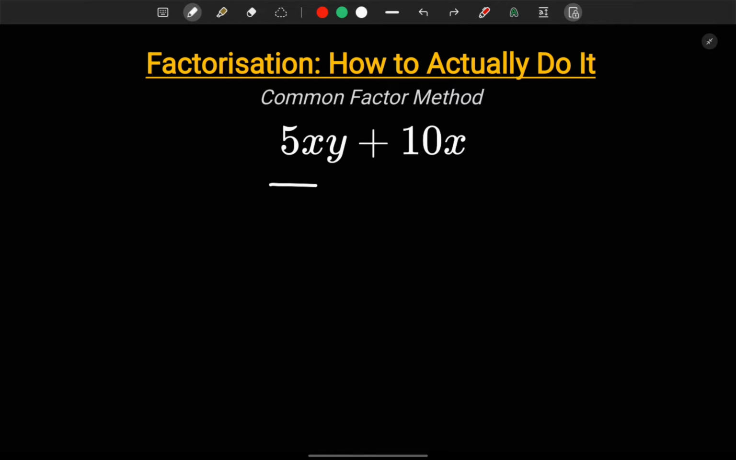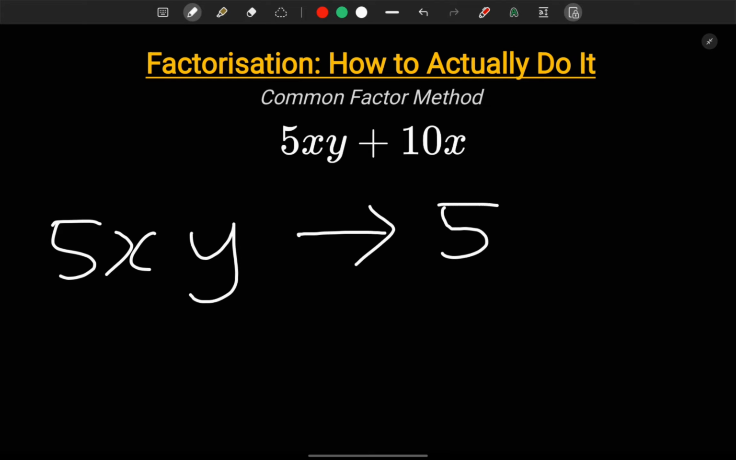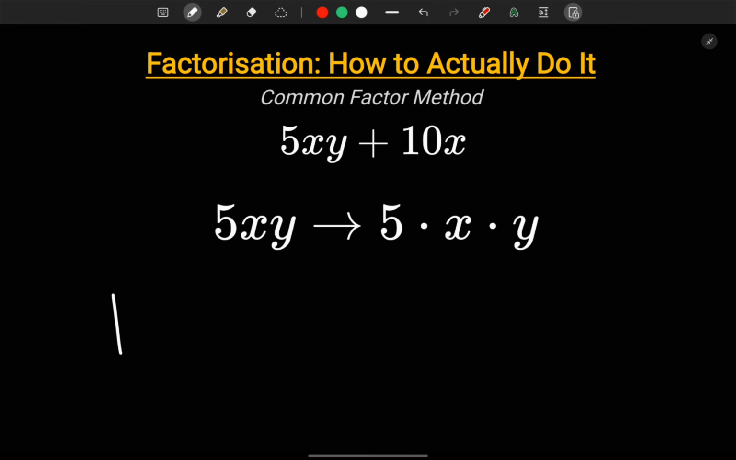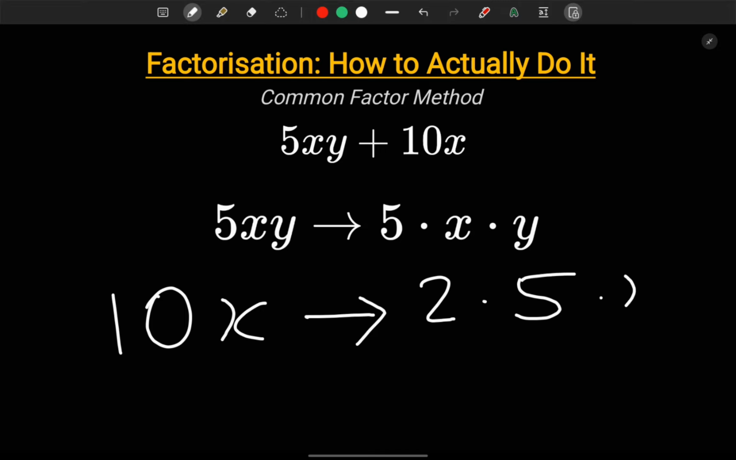Take the problem 5xy plus 10x. How do we solve this problem using the common factor method? Well, if you remember correctly, we have to write each term as a product of its simplest factors. So, 5xy can be written as 5 times x times y. And 10x can be written as 2 times 5 times x.